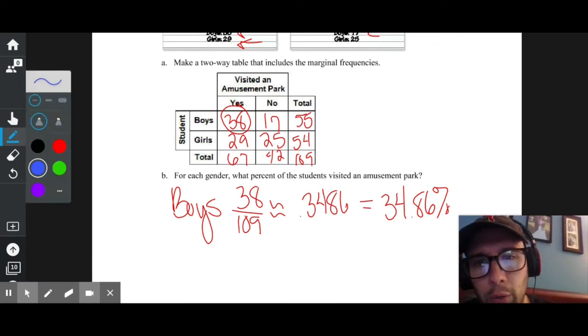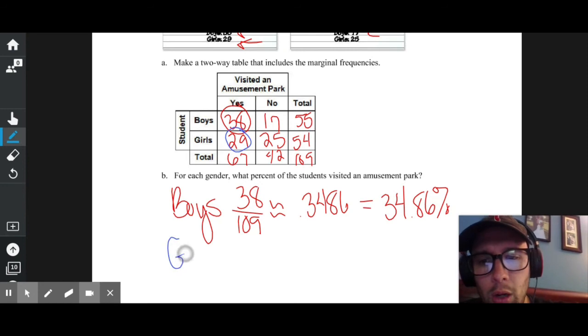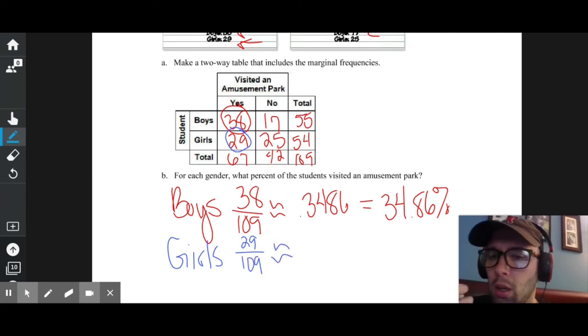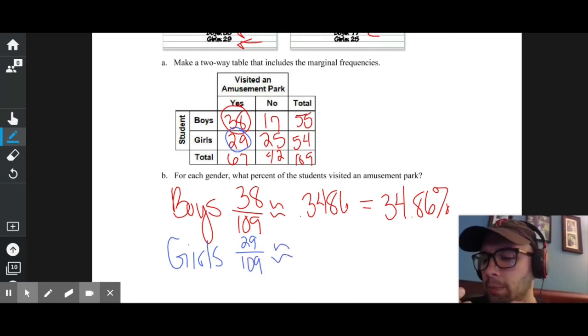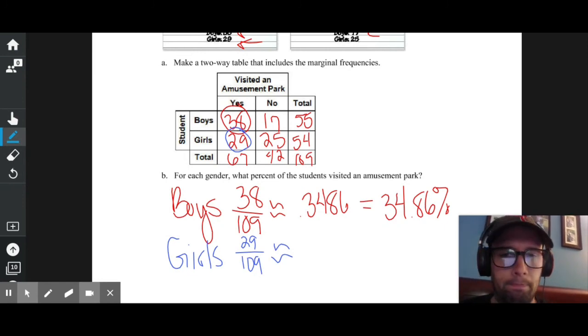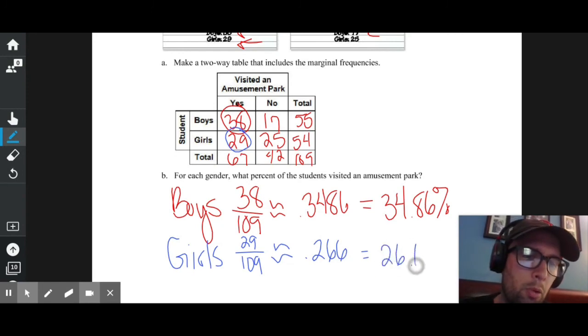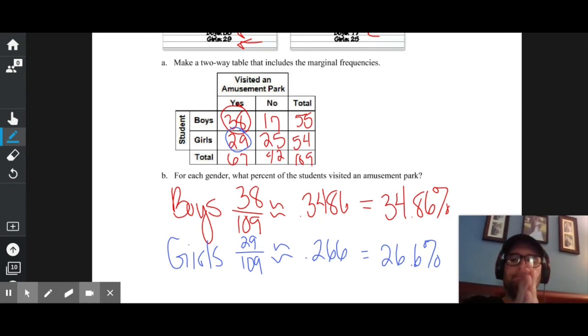The girls who visited amusement park is going to be 29 out of 109. 29 divided by 109. The answer is about 0.266. 0.266 times 100 is 26.6%. Okay. That's that for that page.